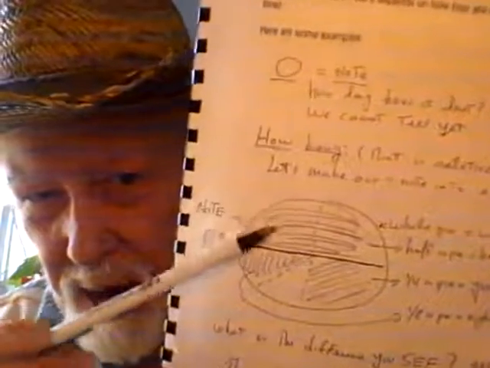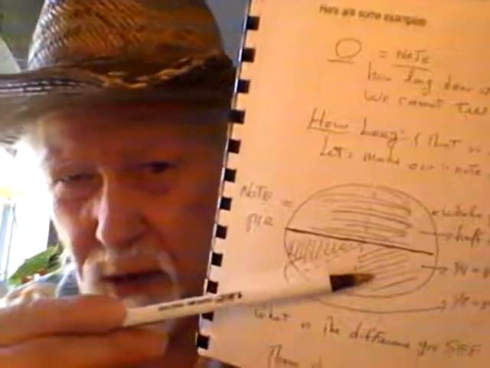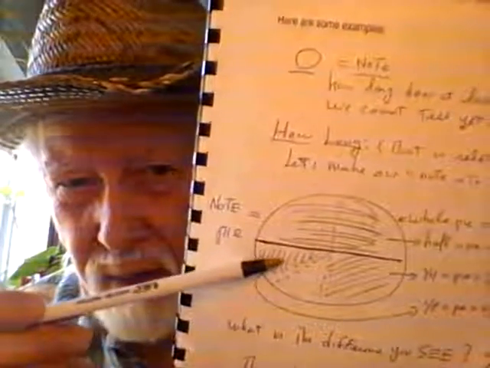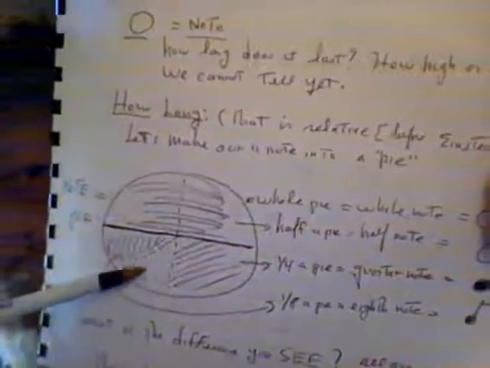Let's make our note either a pie or a pizza. Now, I have either a pie or a pizza here. You can look at it either way you want. Now, there's an entire pie, okay? Now, there we've divided the pie in half, okay? Now, there we've divided the pie into quarters. And there we've cut the pie or pizza into eighths. So, there's a whole pie, there's half a pie, there's a quarter of a pie, and there's an eighth of a pie. Look how the notes look like.